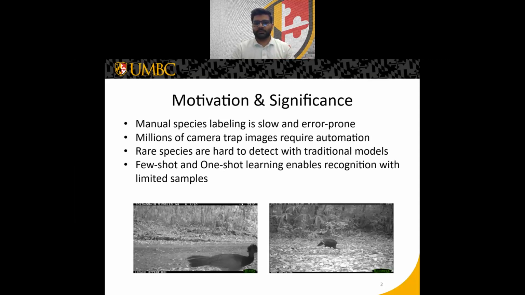The traditional models don't work well on these rare species. In order to solve this gap, few-shot and one-shot learning enable this type of recognition with a limited number of samples. What the two images tell us is that these two animals look the same, but they are not. One of them is a rare species which matches the other animal, which is very common. Identifying this is the major research gap and motivation behind our project.